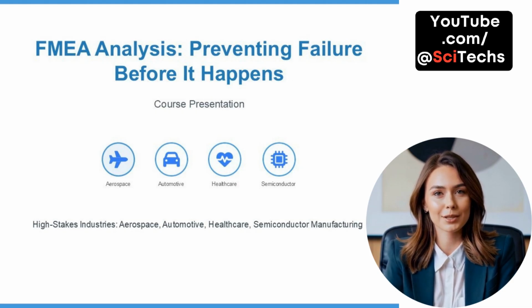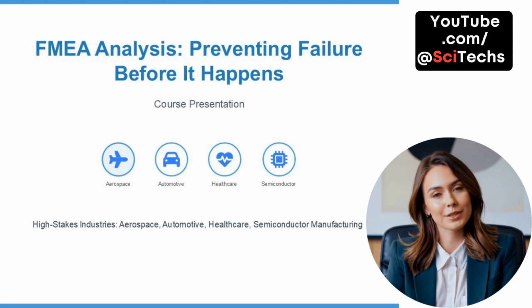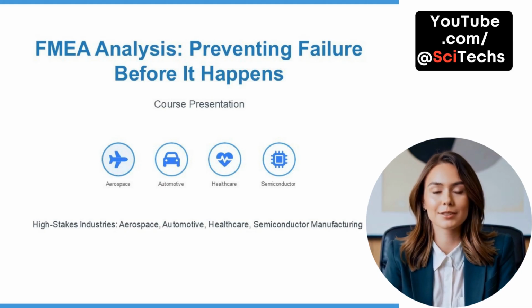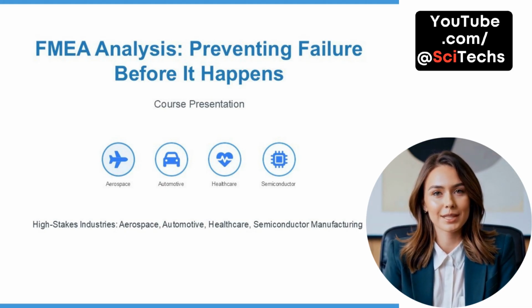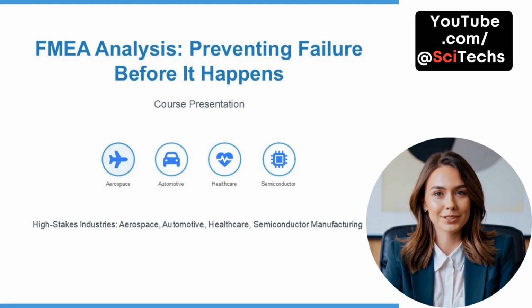In industries like aerospace, automotive, healthcare, and semiconductor manufacturing, a single failure can be catastrophic, resulting in high costs, regulatory breaches, or safety hazards. FMEA empowers teams to proactively identify weak points in a system, whether it's in the design of a product or the execution of a process.